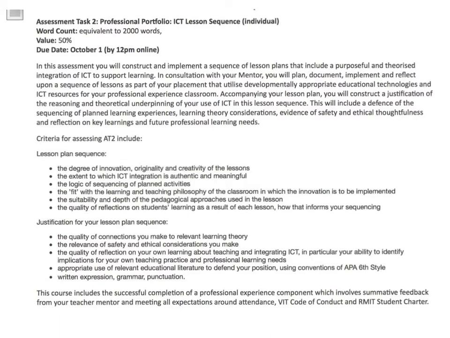I thought I would create a brief podcast to give you some additional clarification on Assessment Task 2. It might help answer some of the questions that have been appearing on the discussion forum.